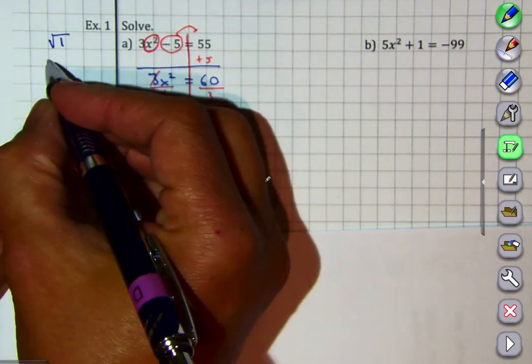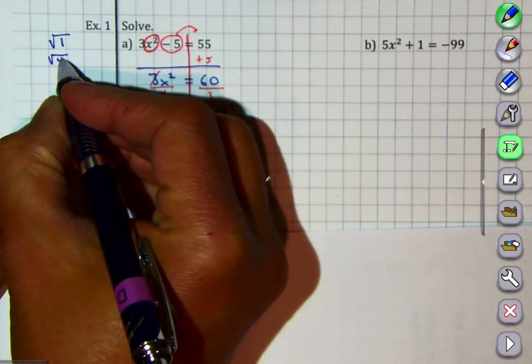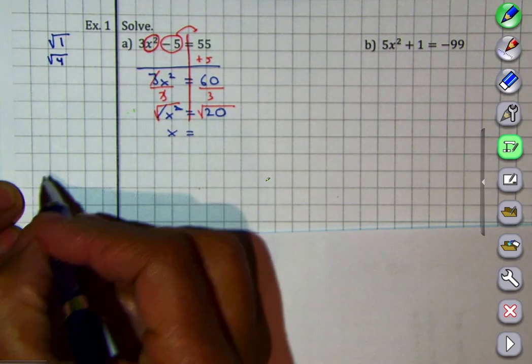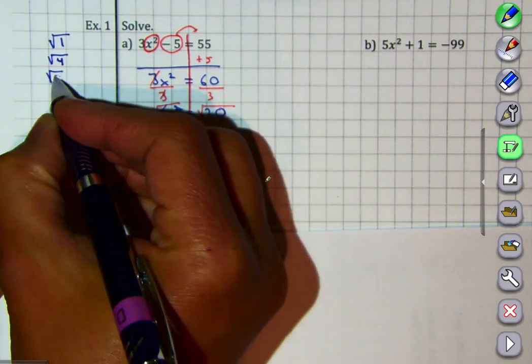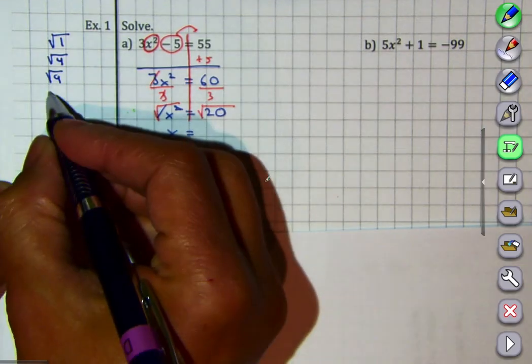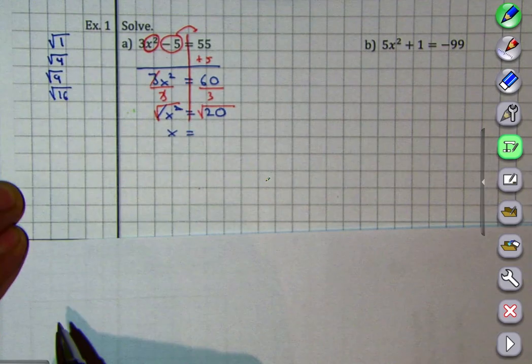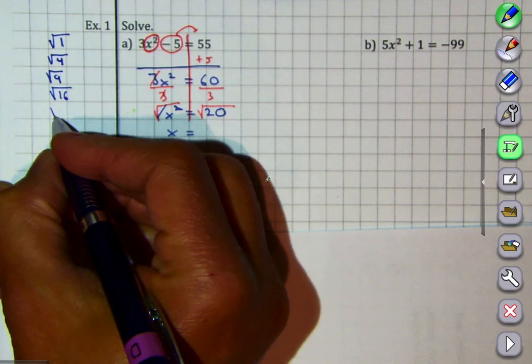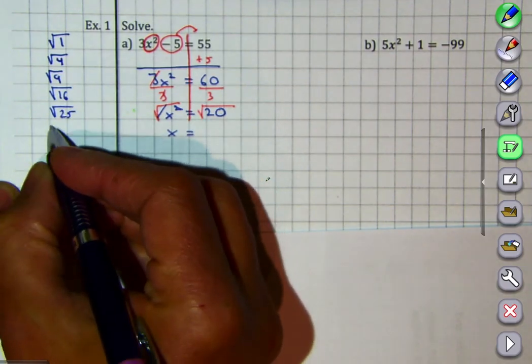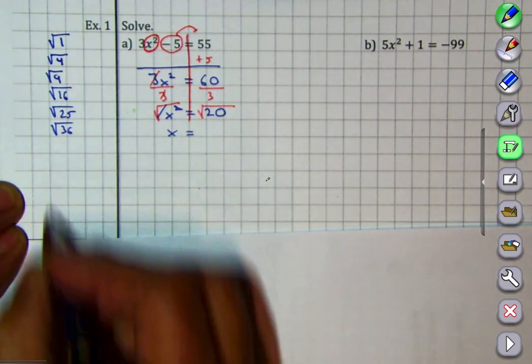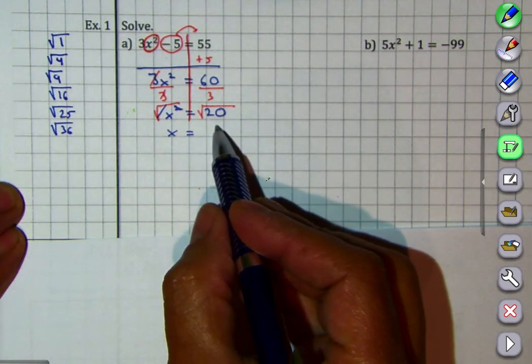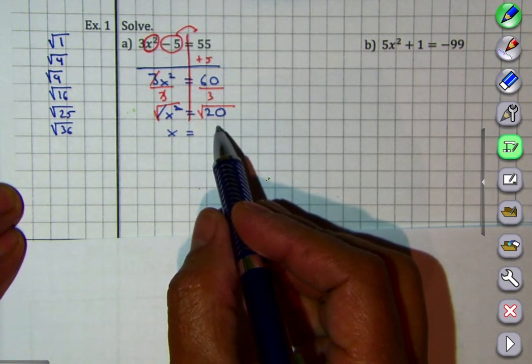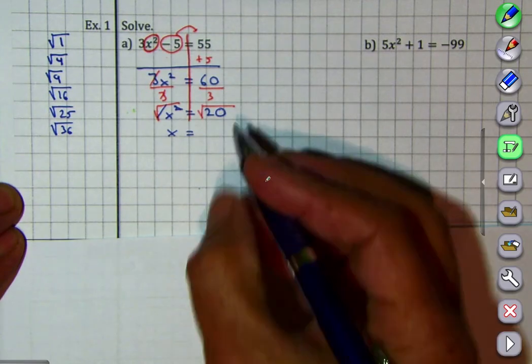2 times 2 is 4, so 4 is a perfect square. 3 times 3 is 9, is a perfect square. 4 times 4 is 16, is a perfect square. 5 times 5, 25. Next one will be 36, and so on. So which perfect square divides 20? And remember, you have to place your perfect square first.